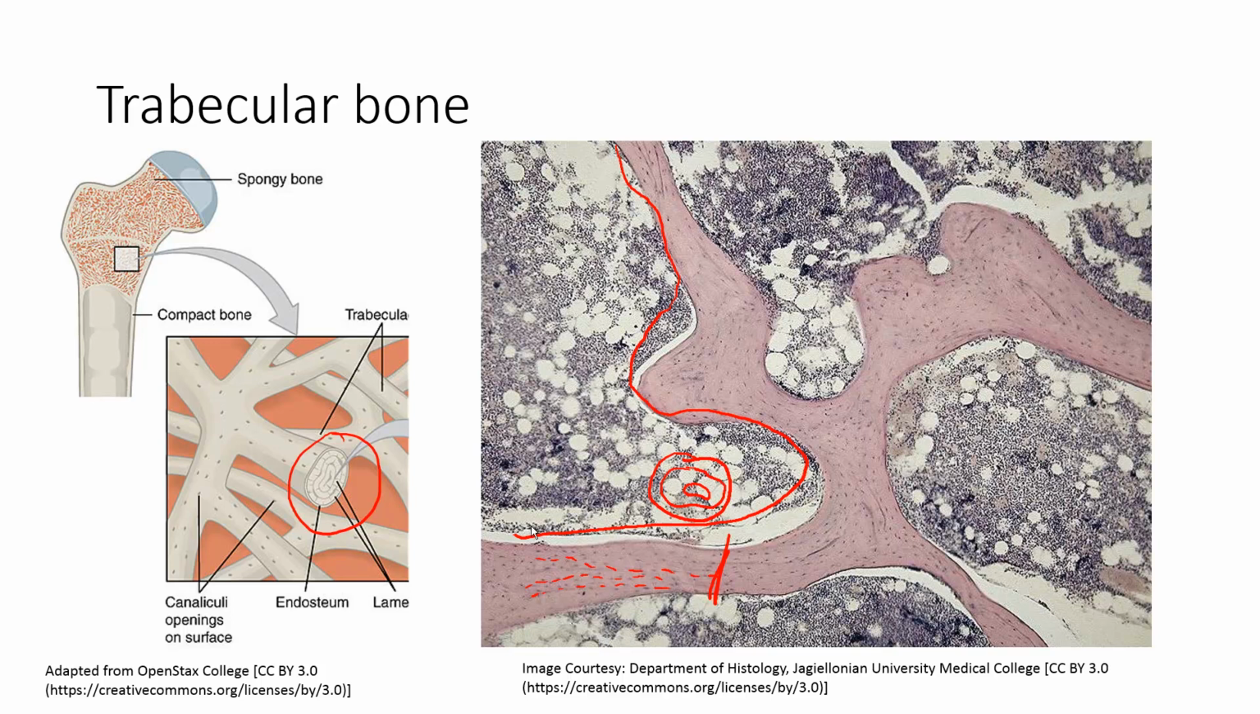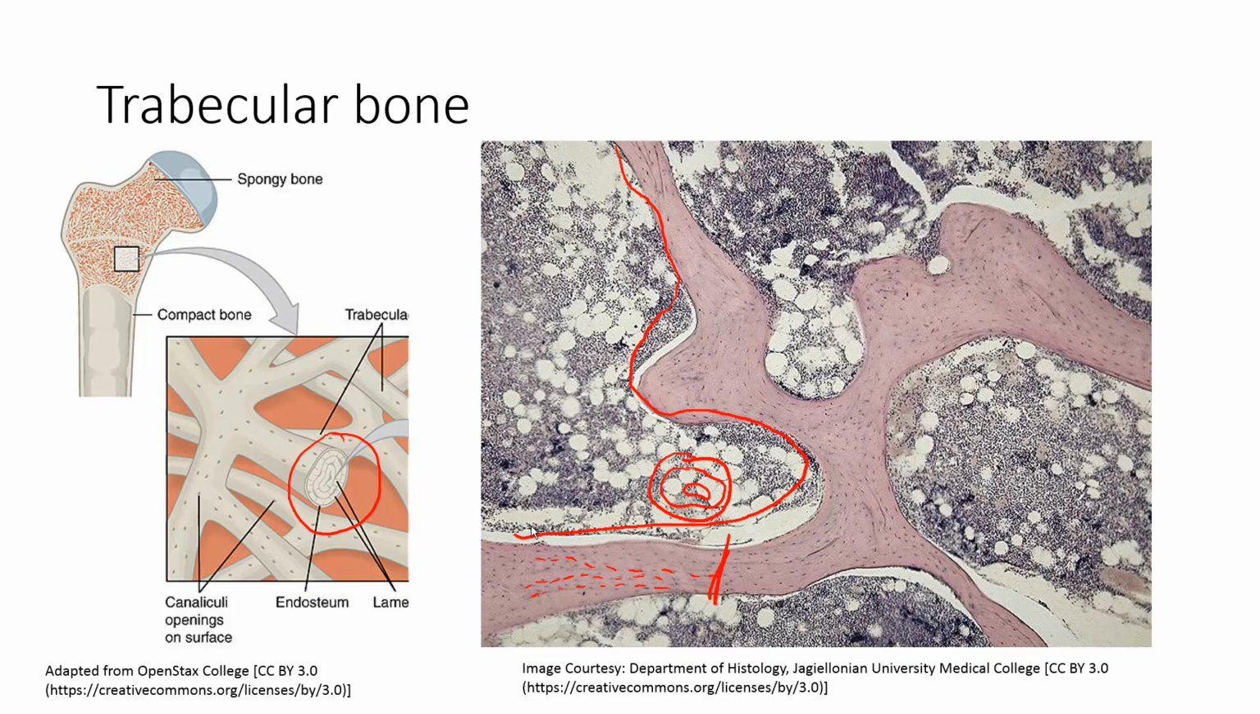lamellar bone. Okay, so in summary, bone comes in two varieties: woven bone, which is primitive, and lamellar bone, which is mature. Lamellar bone can come in compact bone as an osteon, a circumferential system, or an interstitial system. And then you can also see that in the trabecular bone, we still have lamellae.